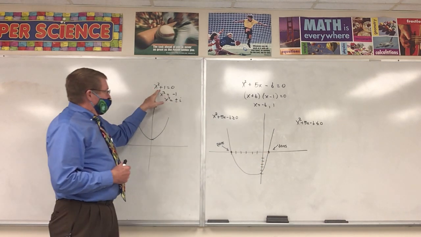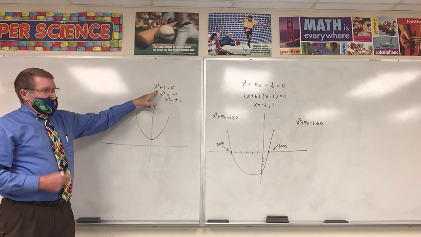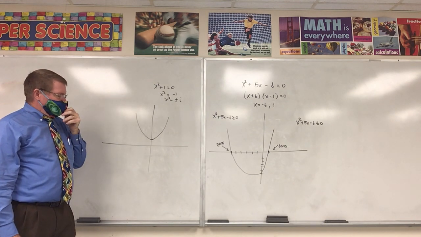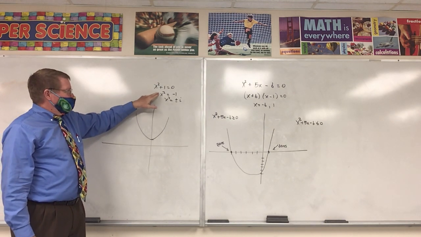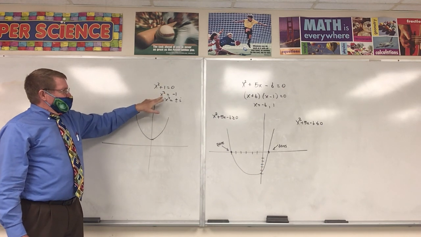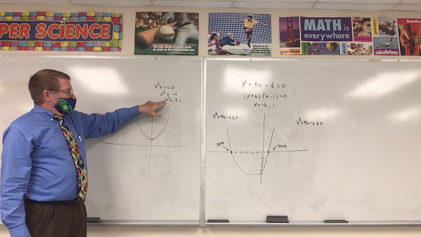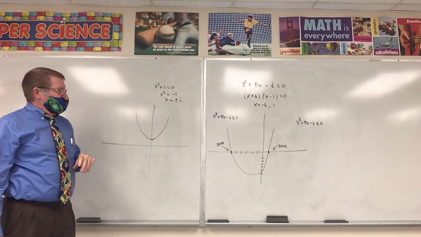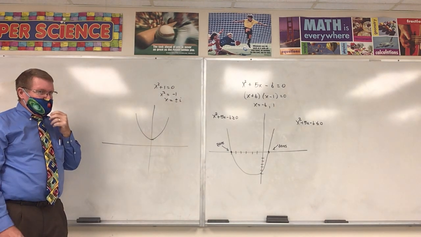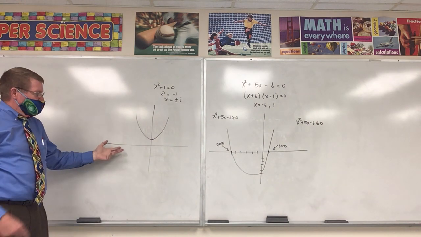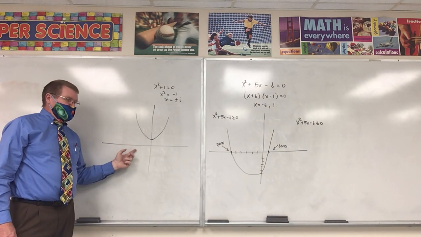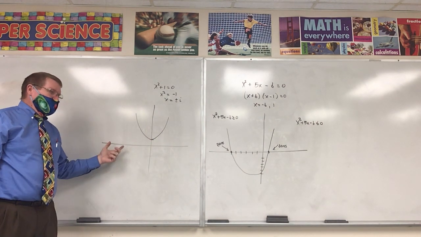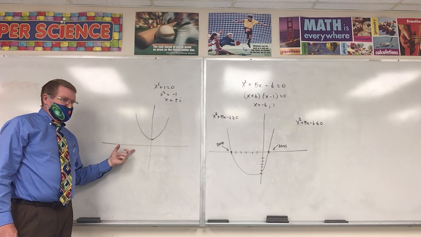Now here is a quadratic, x squared plus 1. If I solve this by extracting the square roots, take the 1 over to the other side, get negative 1, x squared equals negative 1, take the square root, x equals plus or minus i, which is not a real number. If it's not a real number, you would notice it doesn't cross the x-axis. There are no real solutions to this.